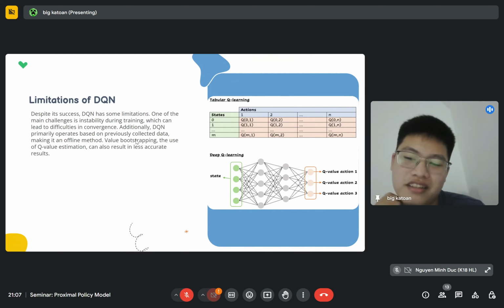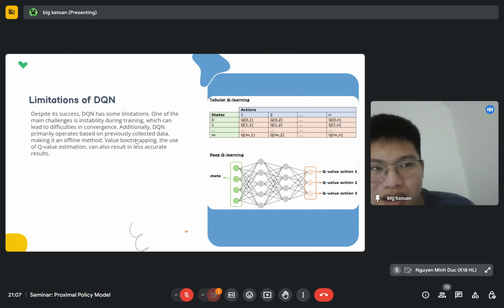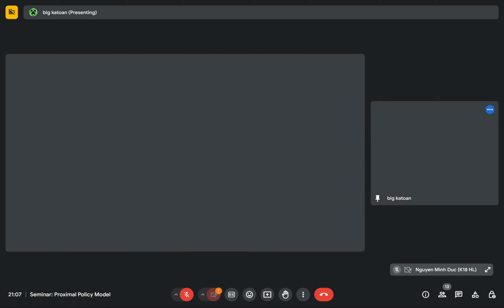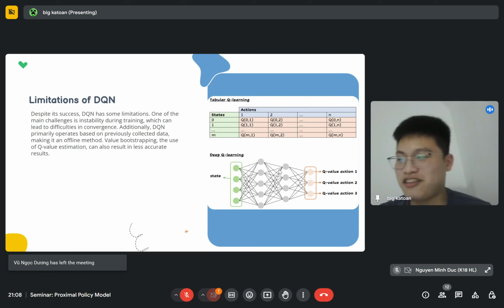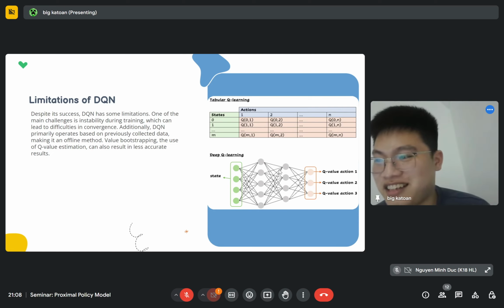If someone here tries DQN on a simple problem like CartPole or MountainCar, they will understand that when you train for a little bit, the score of the game goes up, but instantly it drops down, and it cannot learn anymore.